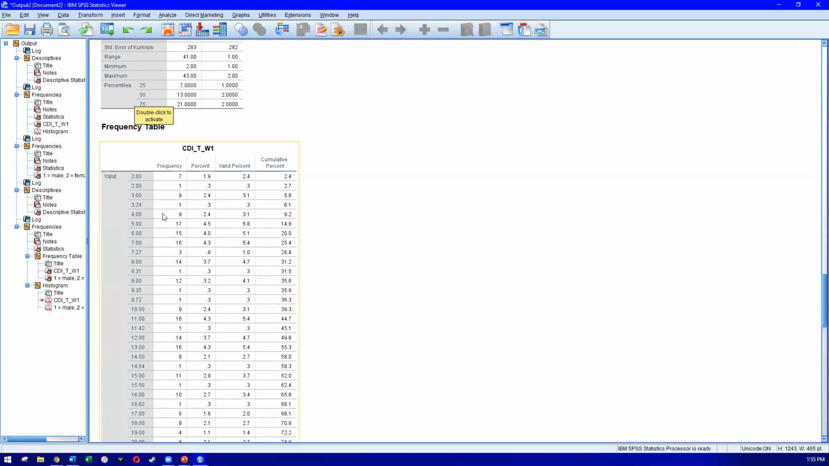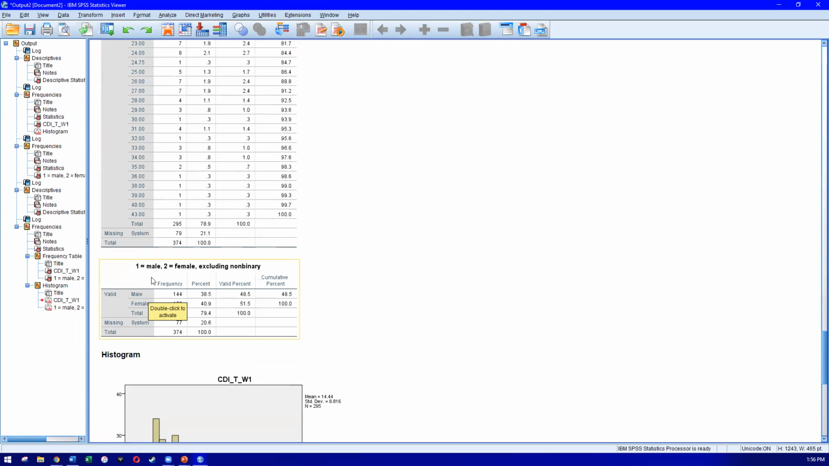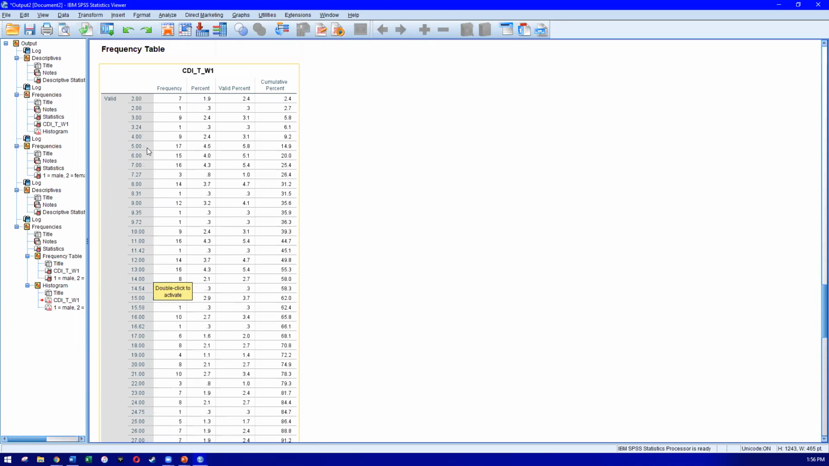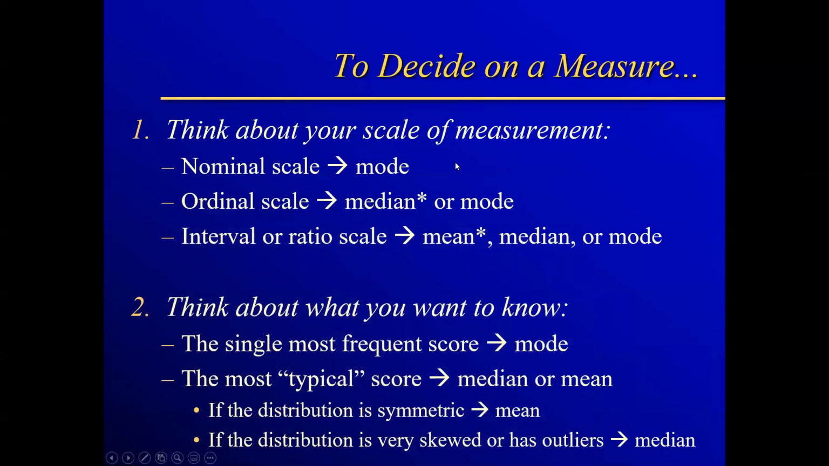Conceptually, do you care that 17 people said 5 depressive symptoms, but only 16 people said 7? Conceptually, you don't care about that. Why would I care that on a scale of 0 to 43, or 0 to 45, 17 people said 4, or 17 people said 5, and 15 people said 6? It's not useful information. The average is useful, right? What is the average amount of depressive symptoms? That's useful, but mode really isn't.